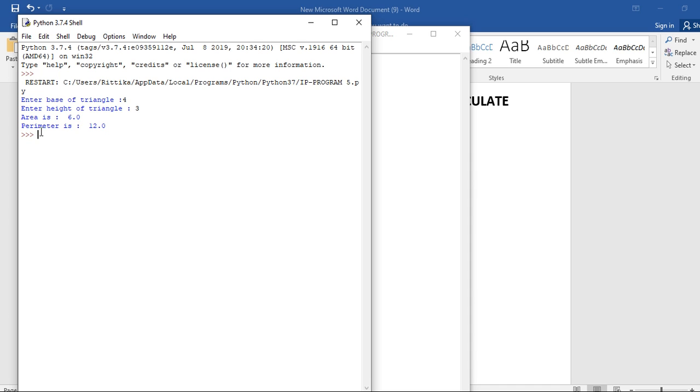Then area is calculated: 6.0 and perimeter is 12.0. This is the result.